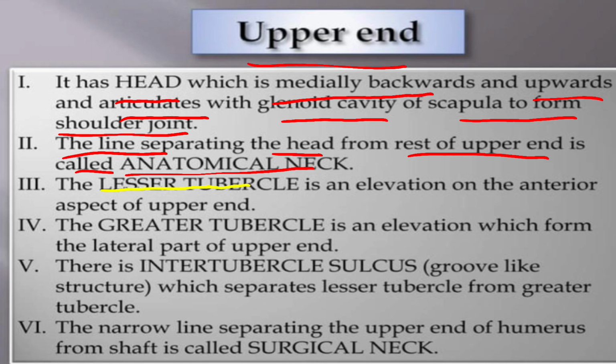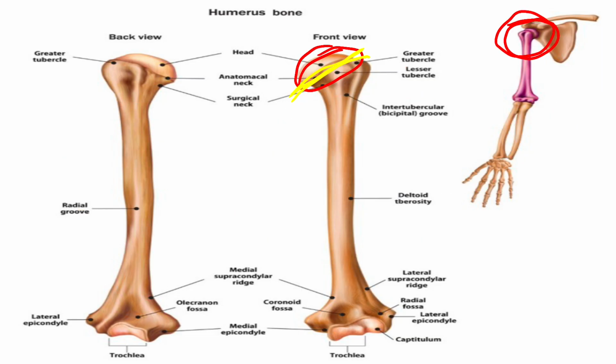The lesser tubercle is an elevation on the anterior aspect of the upper end, and the greater tubercle is an elevation which forms the lateral part of the upper end. See in this diagram, the lesser tubercle is seen on the anterior aspect and the greater tubercle is seen laterally.